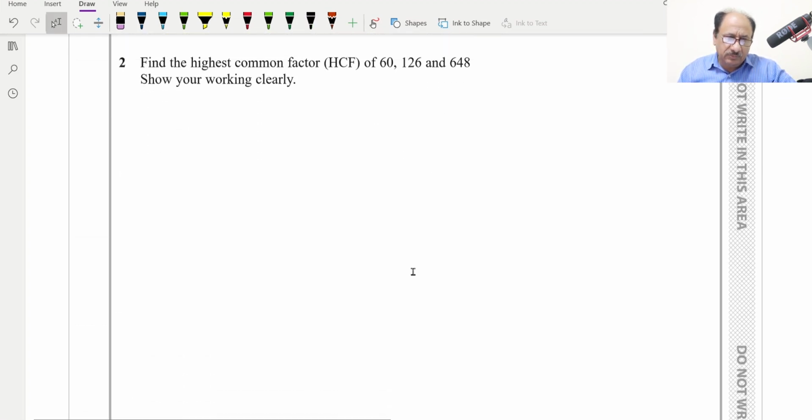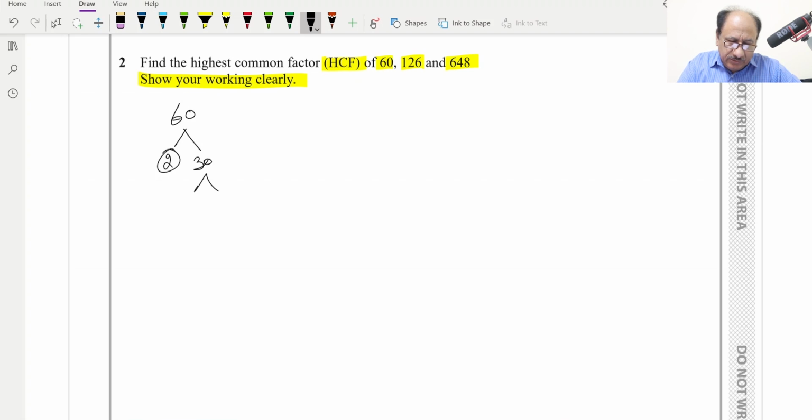Now question number 2. Find the highest common factor, HCF, of 60, 126 and 648. Show your working clearly. So we will take 60. 60 can be written into prime factors: 2 multiplied by 30 will be 60, then 2 multiplied by 15, then 3 multiplied by 5. So these will be the prime factors.